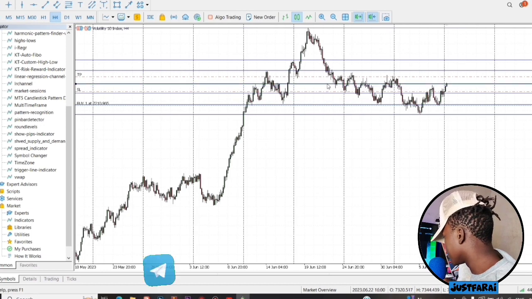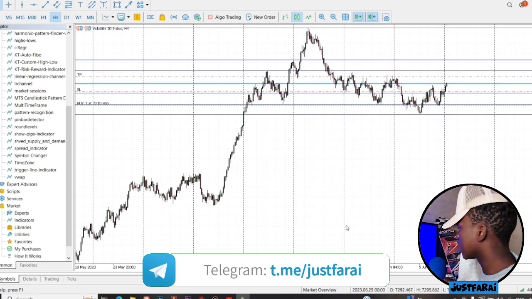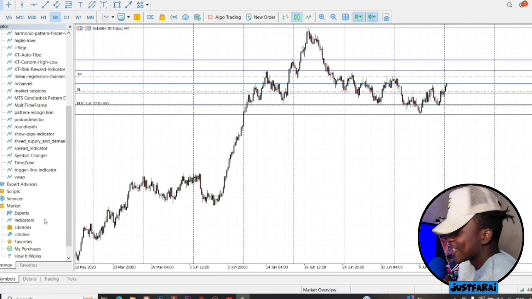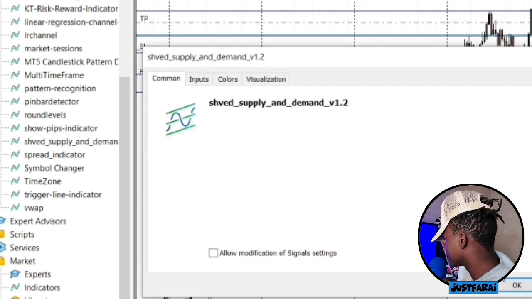I'm doing this on the H4 time frame because remember, the H4 time frame is our directional bias time frame. So after marking out my swing points, I will add this indicator, called the Shift supply and demand, and let me add it here.